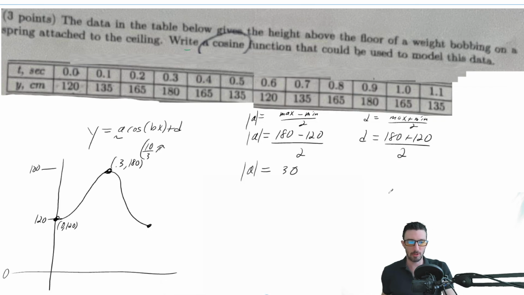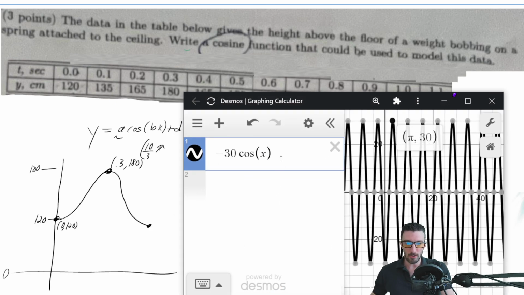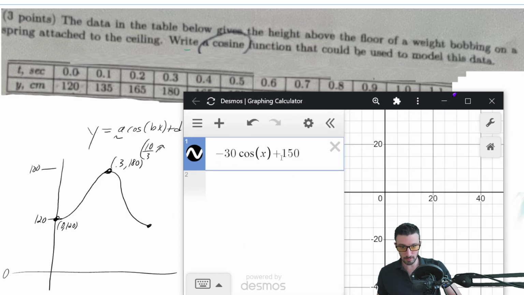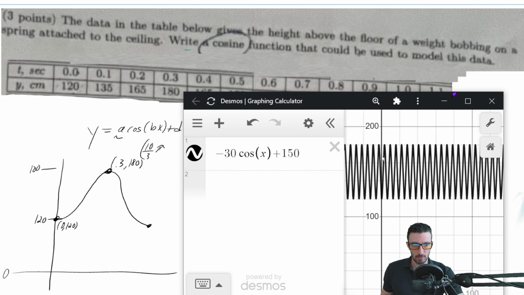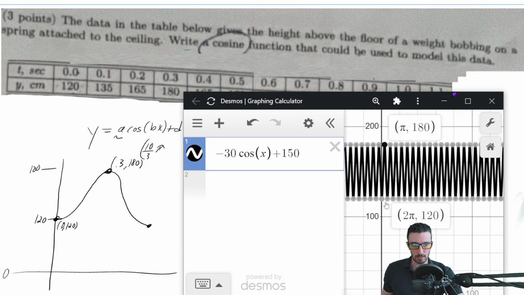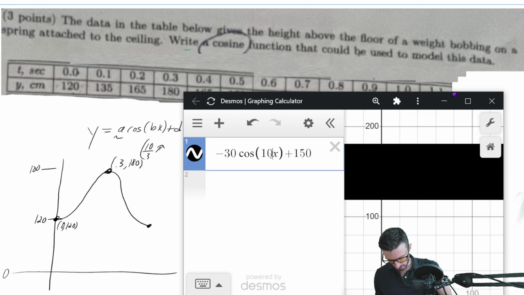Well, let's calculate our D. Our D is going to be 150. So if I now add in the 150 at the end, then let's go check to see if it's doing what we want. It hits a max of 180, a min of 120. That's good. Okay, but we also said that there's supposed to be a 10 over 3 pi in front of the x. Let's put that in.